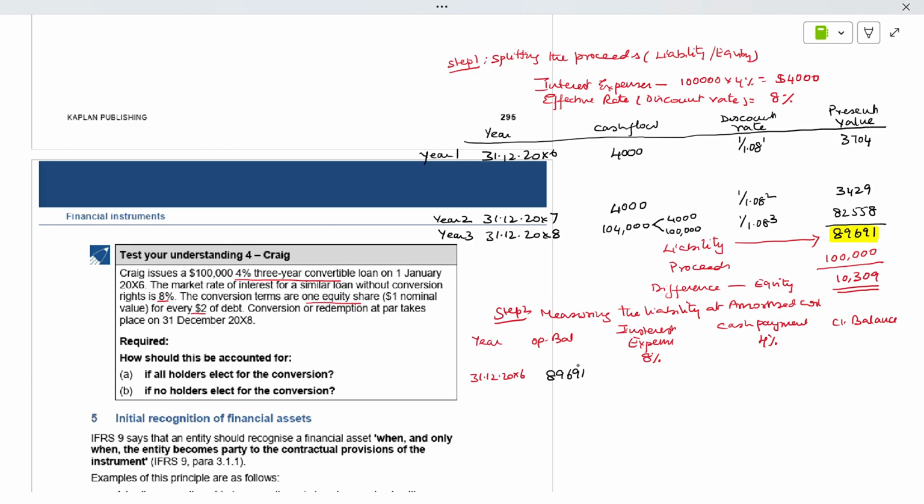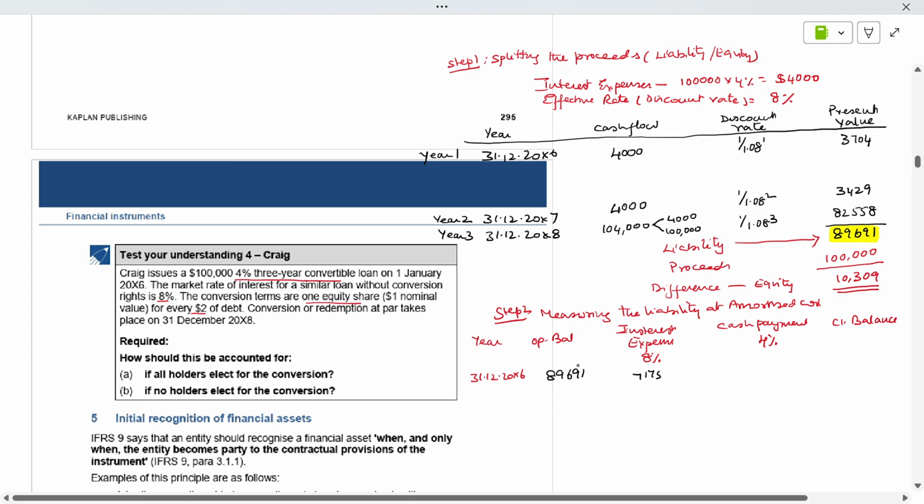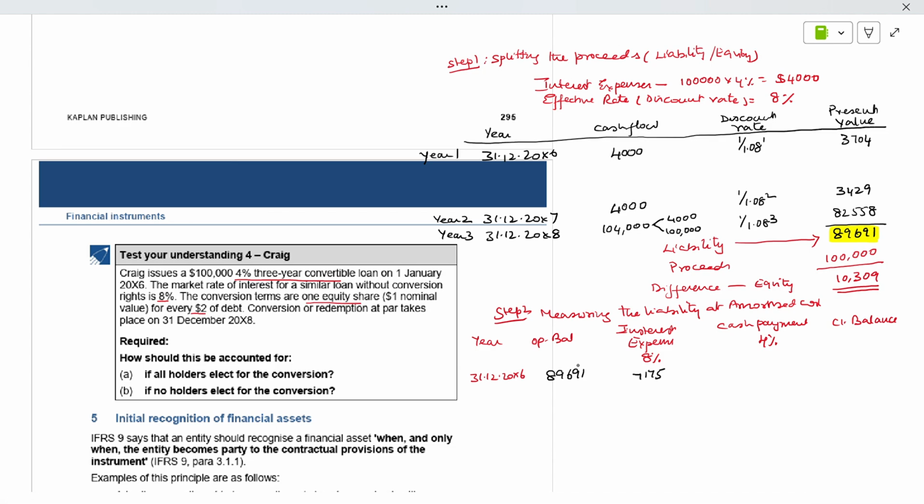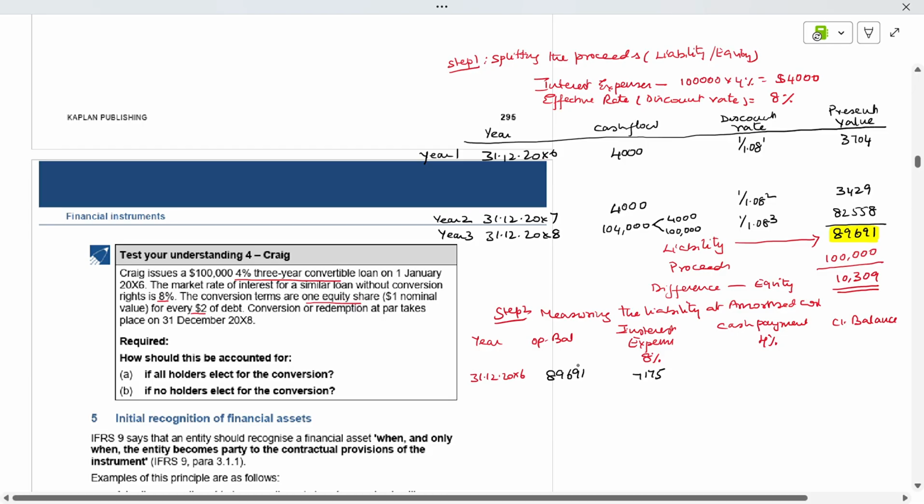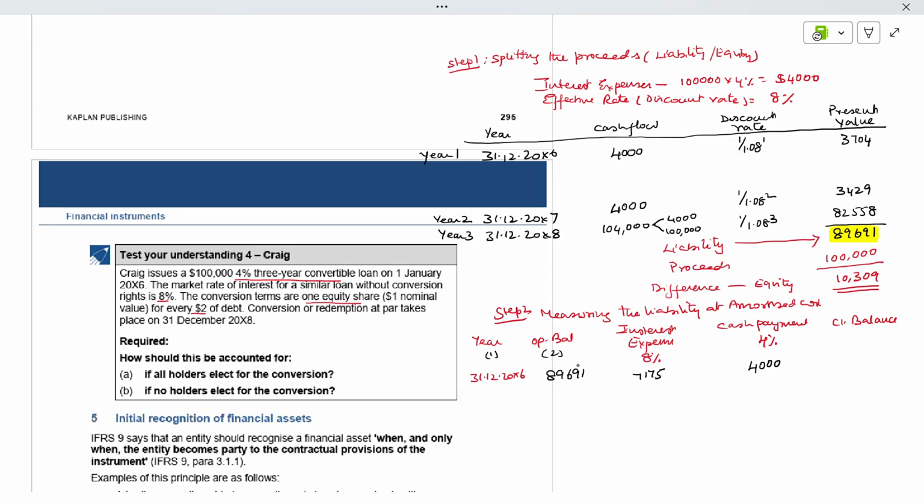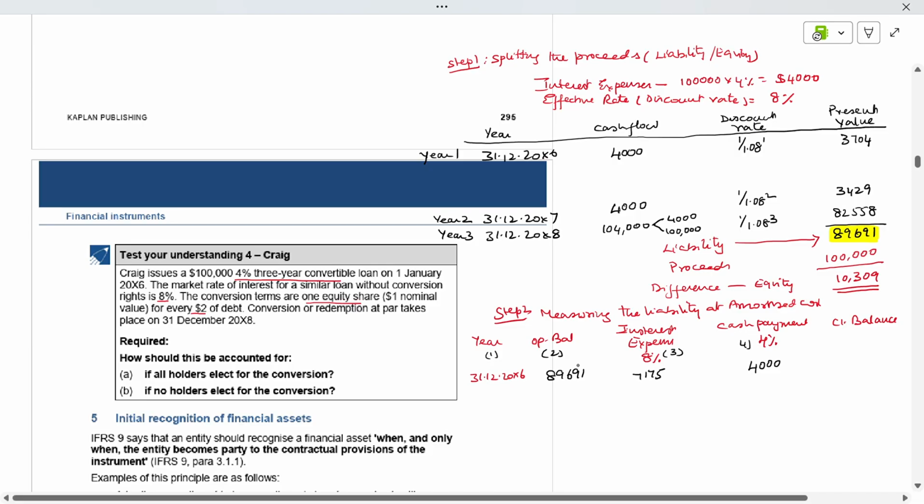89,691. Same process as we have done in the previous cases. No way it will change. 7175.28. I'm not taking decimals, 7175. How much is the cash payment? Cash payment is 4,000. Closing balance: column 5 equals 2 plus 3 minus 4. How much will you get?